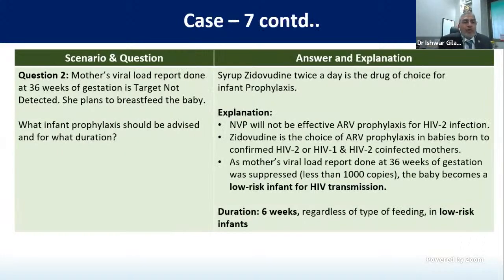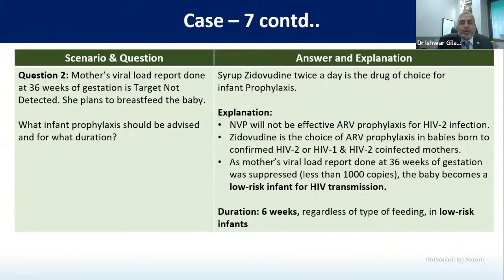Now in this scenario, the same scenario which continues, mother's viral load report done at 36 weeks of gestation is target not detected. She plans to breastfeed the baby. What infant prophylaxis should be advised and for what duration? So syrup zidovudine twice a day is good enough as a drug of choice for prophylaxis, because nevirapine will not be effective in HIV2. Zidovudine is the choice of ARV prophylaxis in babies born to confirmed HIV2 and HIV1 or 1 plus 2.